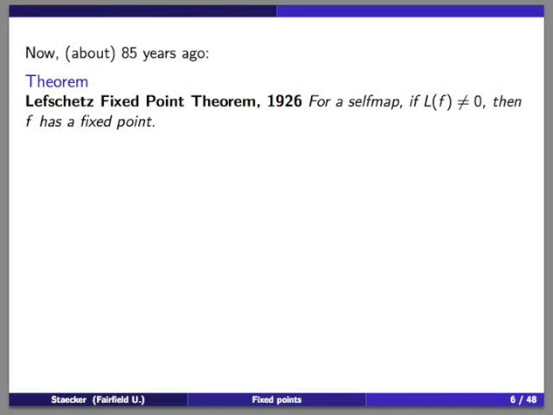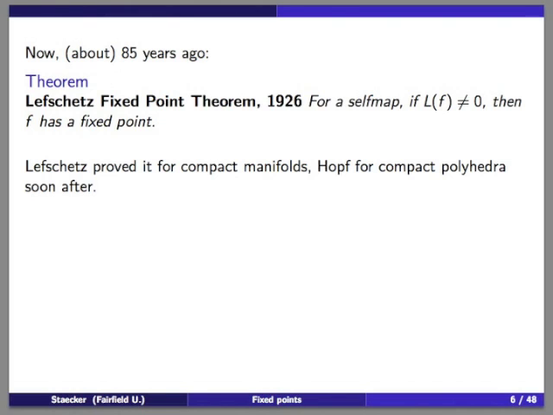Anyway, Bob has a great article about this. So the Lefschetz fixed point theorem says if that number, the Lefschetz number, is non-zero, then f has a fixed point. So Lefschetz gave his proof for compact manifolds. Hopf, a few years later, did it for polyhedra.